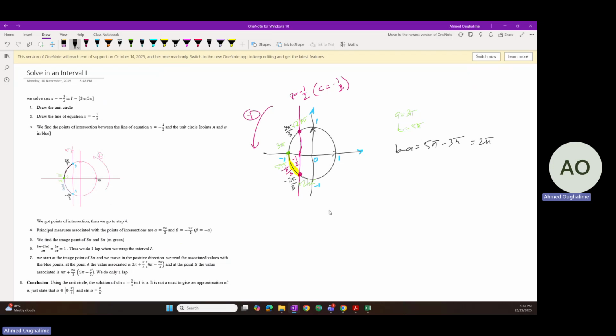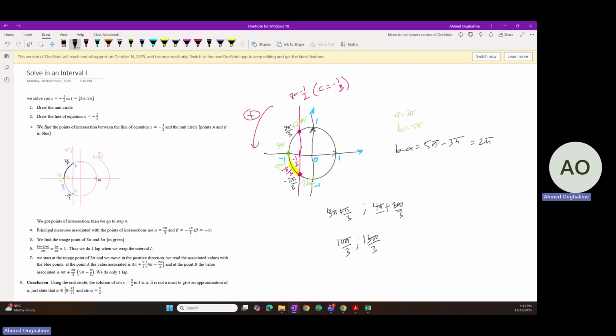So my values will be 3 pi plus pi over 3. And I go around, I reach here, then the value here is 4 pi. Then it's 4 pi plus 2 pi over 3. Then I reach my point again, then I stop. Then this equation in this interval has exactly two solutions. What are they? They are 10 pi over 3 and 13 pi over 3.